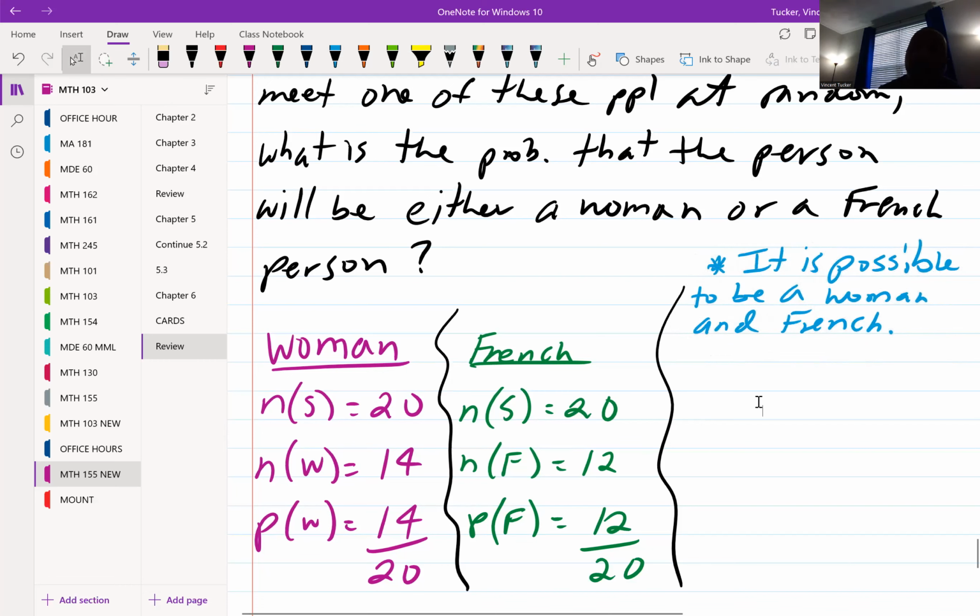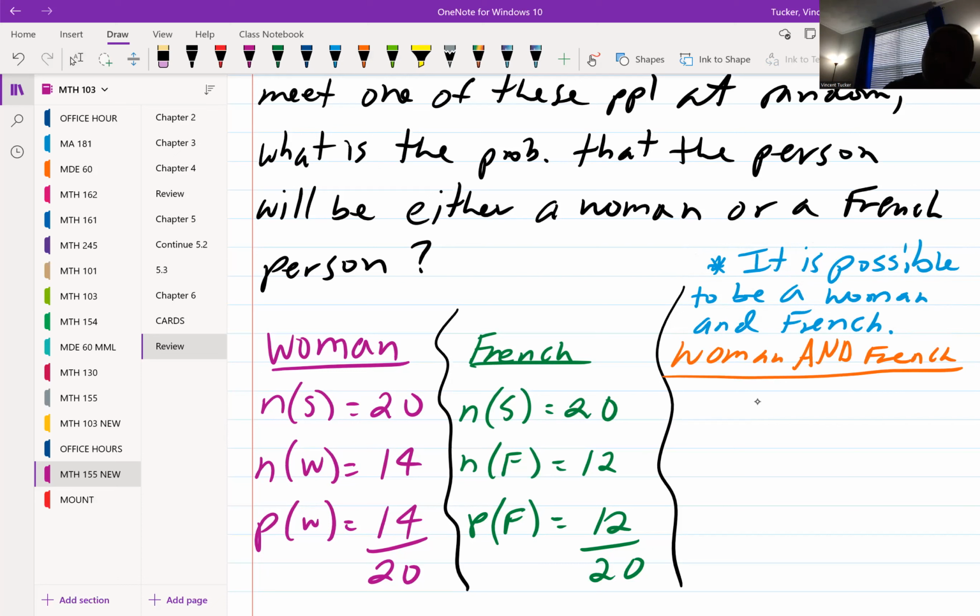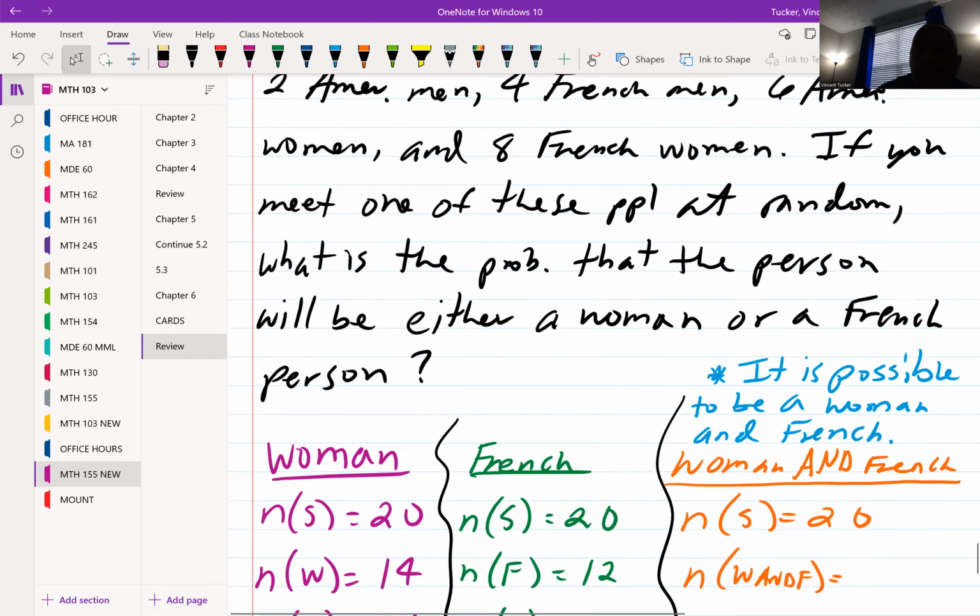All right, so it is possible to be French and a woman. So it's only a woman and French. Once again, we have 20 people to select from altogether. And then I believe there are eight French women.